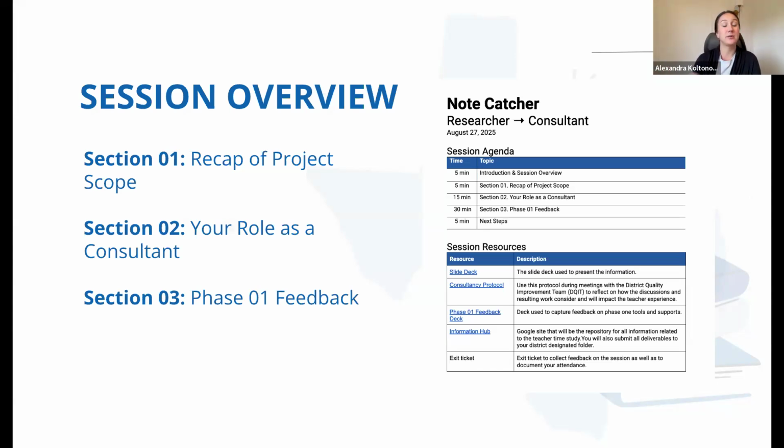Section 2 is going to be specifically talking about your role as a consultant and how you're going to be shifting from the teacher researcher role to the consultant role, and then what that entails. And then lastly, we're going to talk about some phase one feedback. So thank you all for looking at that feedback deck. That's really helpful for us as a starting point.